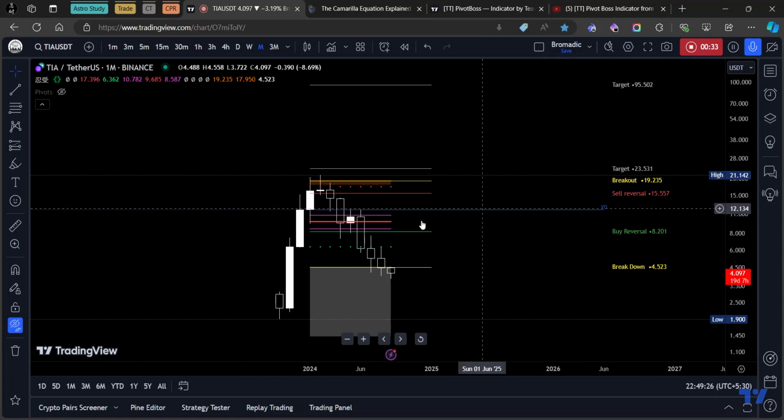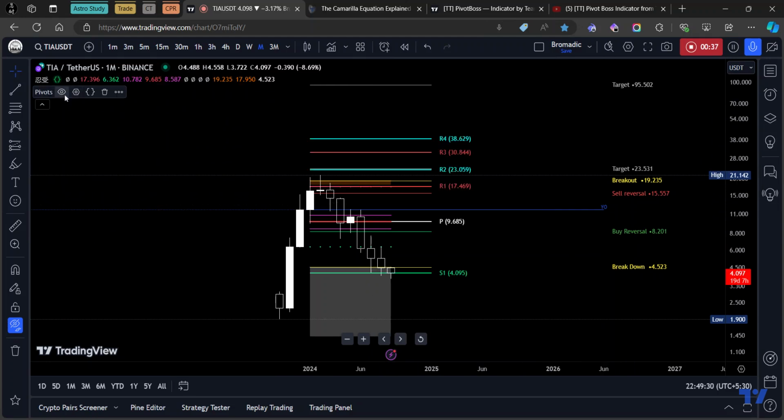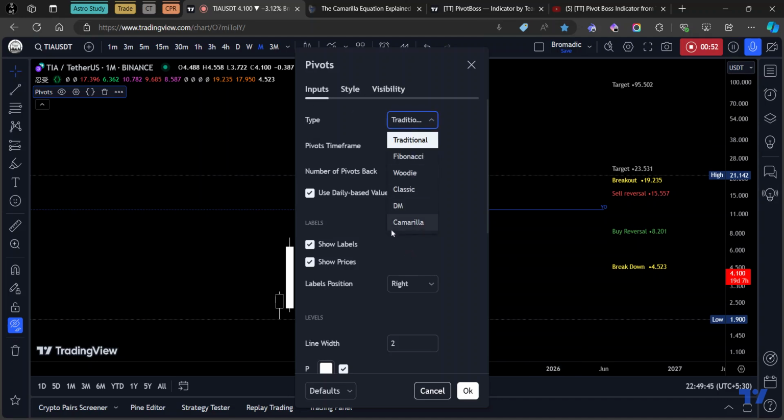This is nothing but a pivot point, and there are multiple types of pivot point. I'm not going to go into too much detail about it. Last time I had talked about traditional pivots, and I have been using traditional pivots with confluence of Camarilla pivots. So these breakout, sell reversal, buy reversal, breakdown levels that you see on the chart are simply Camarilla pivots.